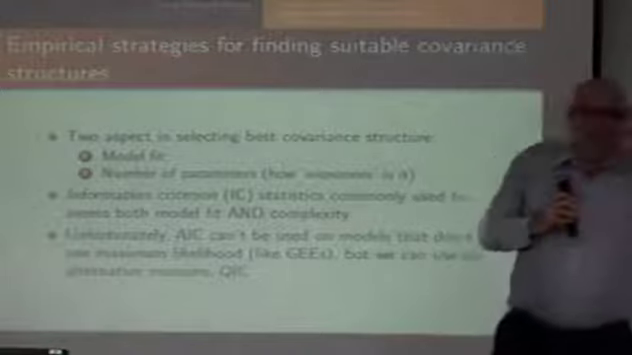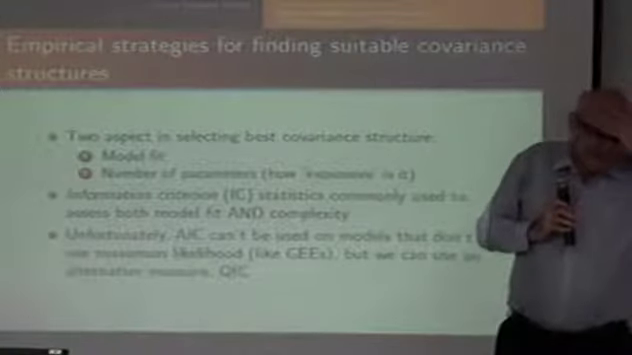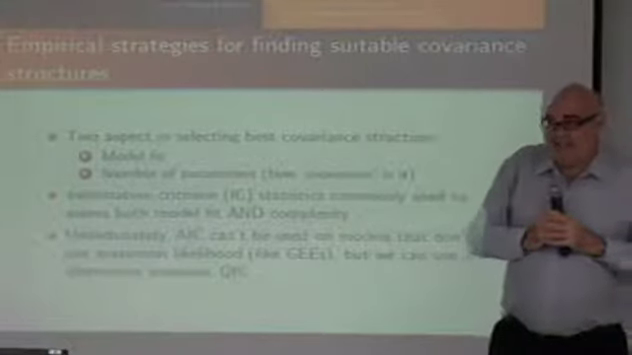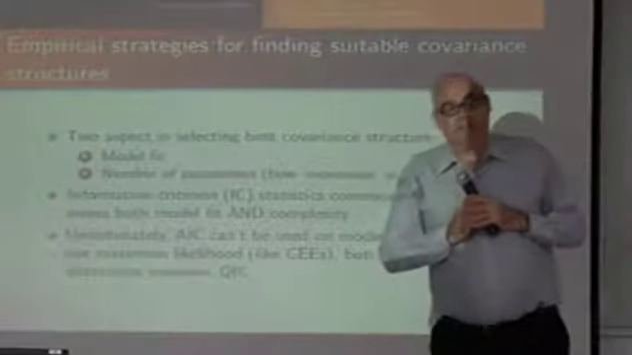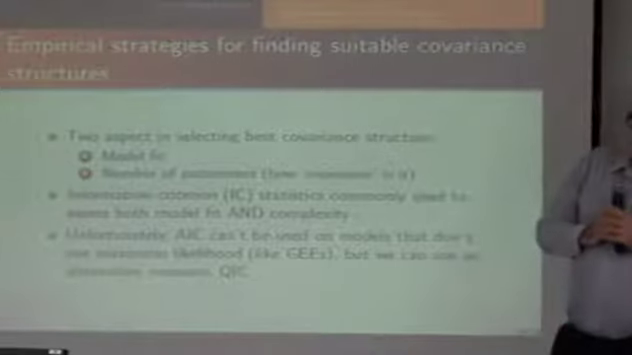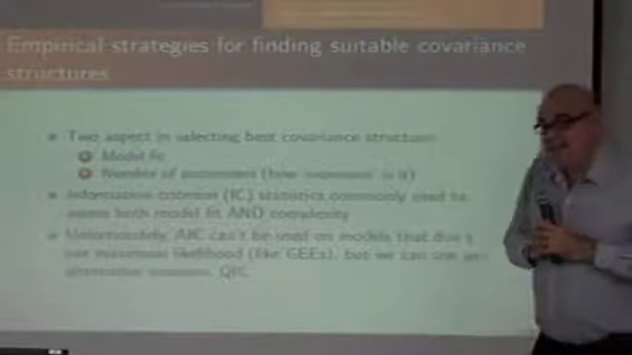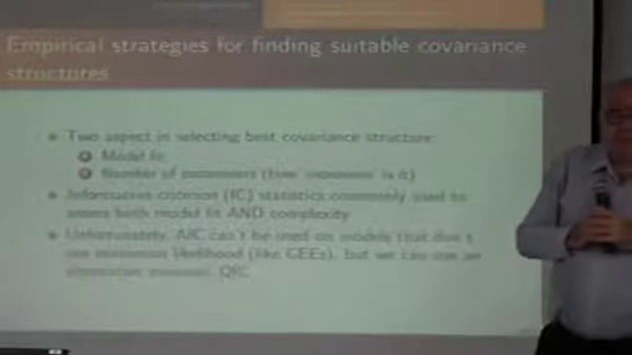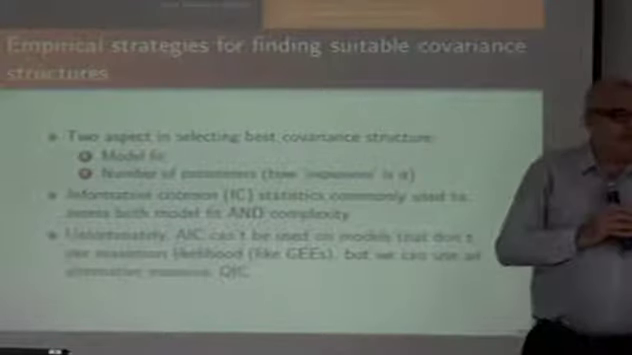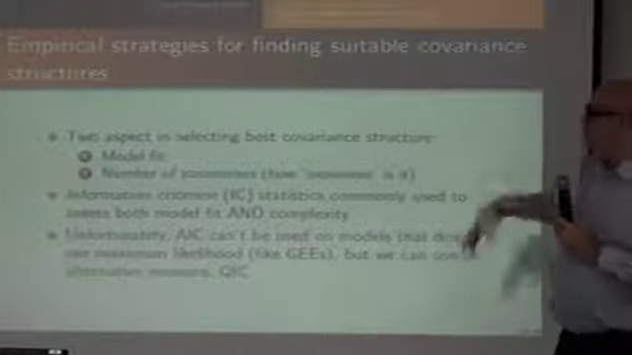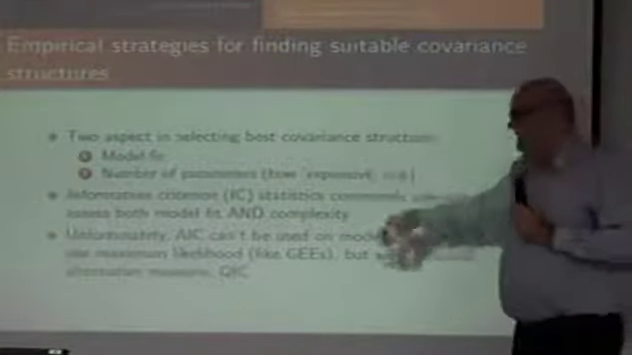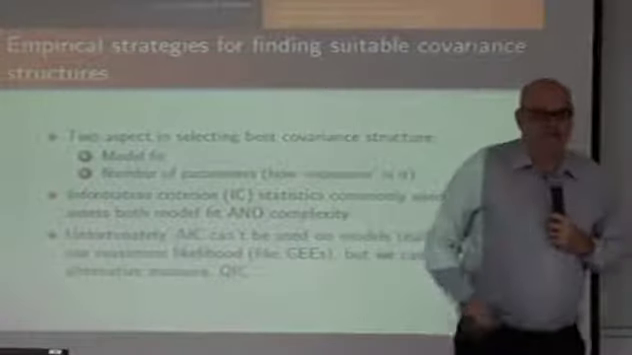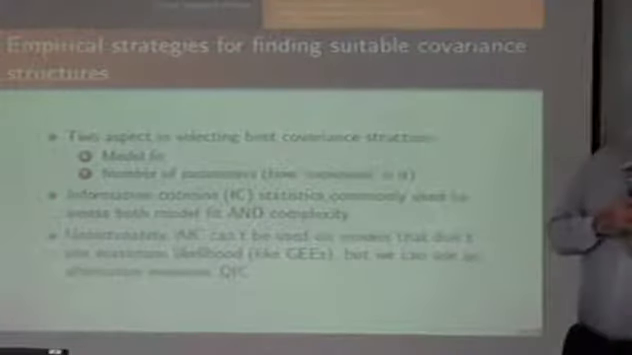Now, one thing I need to mention quickly before we go on to GEEs is that AIC only works for models fit using maximum likelihood estimation. In a GEE, a generalized estimating equation, we don't use maximum likelihood estimation. We use quasi-maximum likelihood estimation, so we can't use AIC. In models like that, there is a measure called quasi-IC, information criteria, that we can use that works much the same way.